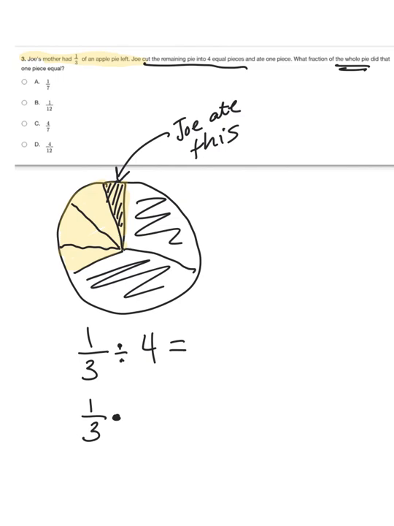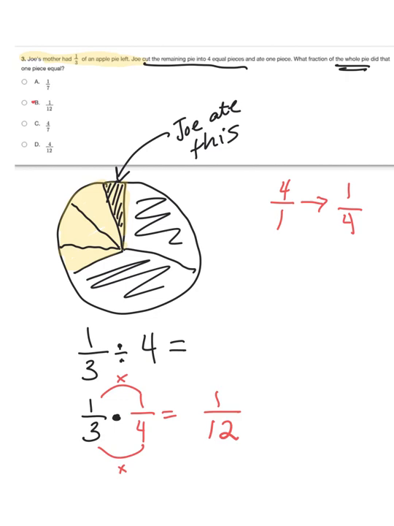Now we need to find the reciprocal of 4. The reciprocal is when the top becomes the bottom and the bottom becomes the top. So the reciprocal of 4/1 is 1/4. 1/3 times 1/4, you just multiply straight across. 1 times 1 is 1, and 3 times 4 is 12. So for this one, you would choose choice B, which is 1/12.